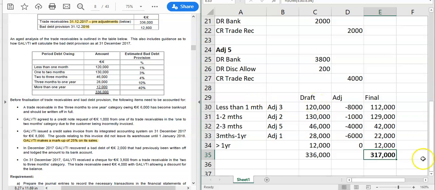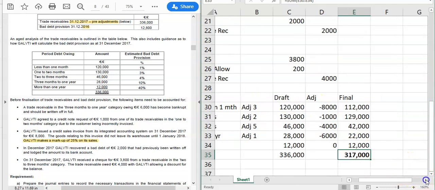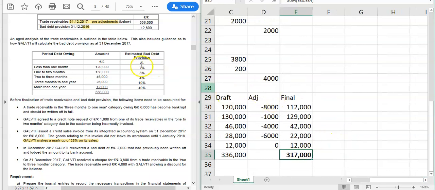Now we don't just take a single percentage off them. What we're going to do is get our provision based on the percentages here. So 1% of 112, 3% of 129. So we'll call that the bad debt provision. So there is a bit of work here for 5 marks. And the important thing is it does take a bit of time as well. So you need to practice under time pressure to make sure you're happy.